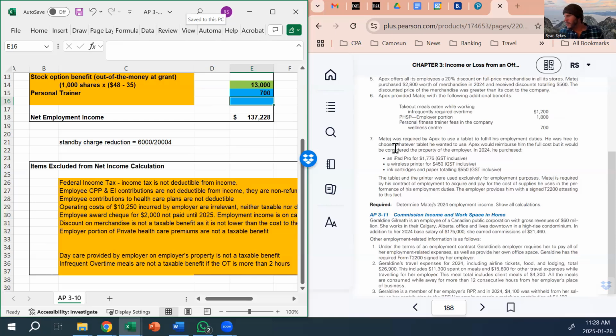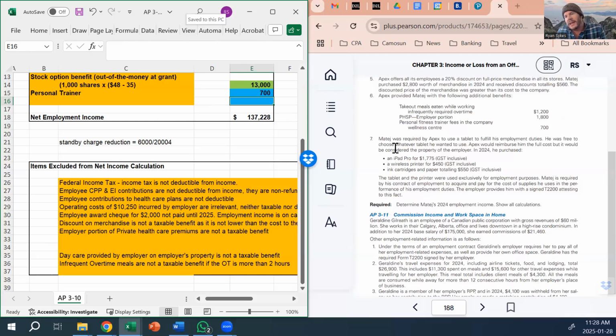Mate is required by his contract of employment to acquire and pay for the cost of supplies he used in the performance of his employment duties. The employer provides him with a signed T2200 form. Okay, so there are three numbers to consider here. First up is the iPad Pro. So what does it say here? It says Apex would reimburse him the full cost for the tablet. It's specifically referring to the tablet.